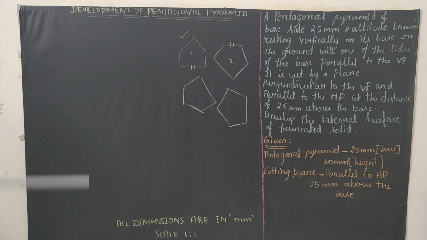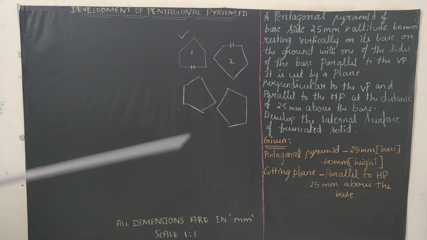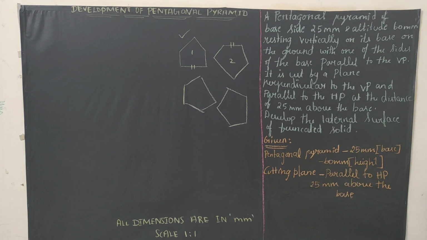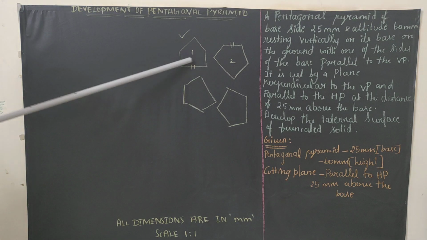We are going to draw the base diagram as the pentagon in HP. Regarding the cutting plane, they are saying the cutting plane is parallel to VP. Since the cutting plane is parallel to VP, we are going to draw the cutting plane in the front view, so it will be parallel to HP, at a distance of 25 mm from the base. I will explain the cutting plane later on. Initially we will go with this type of pentagon.